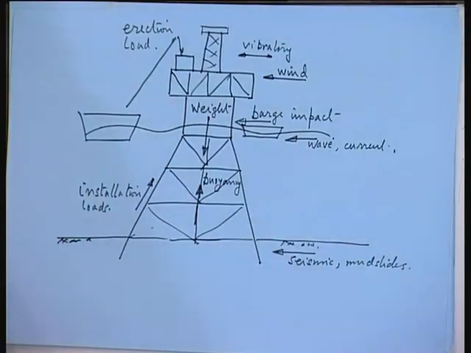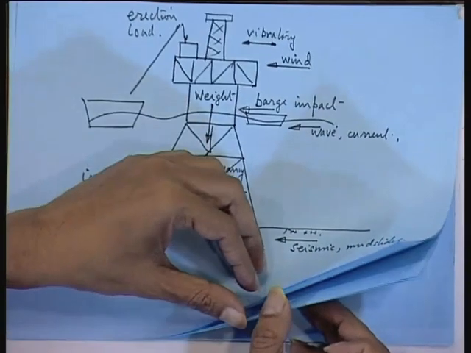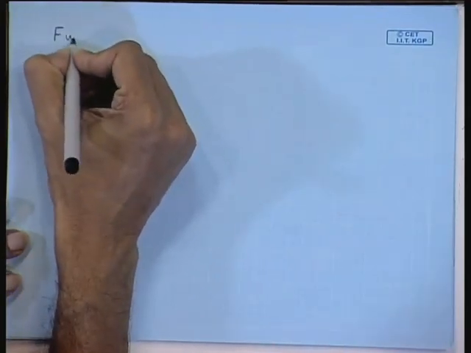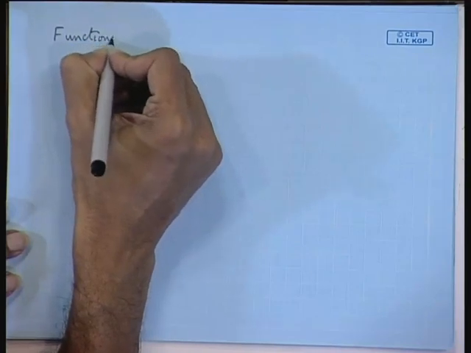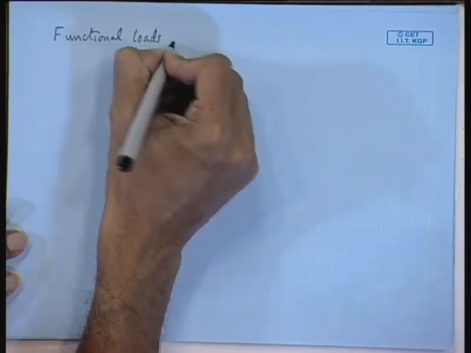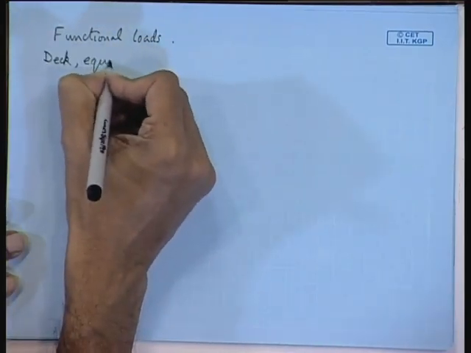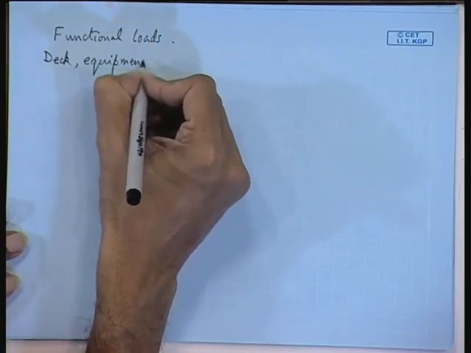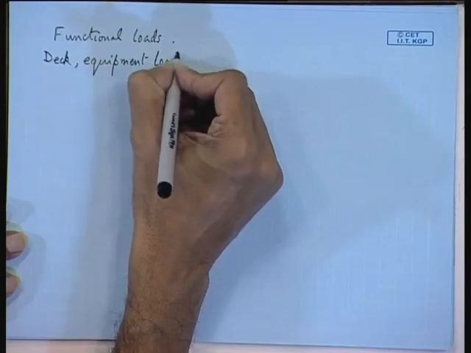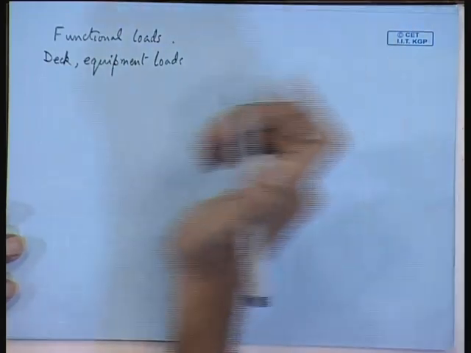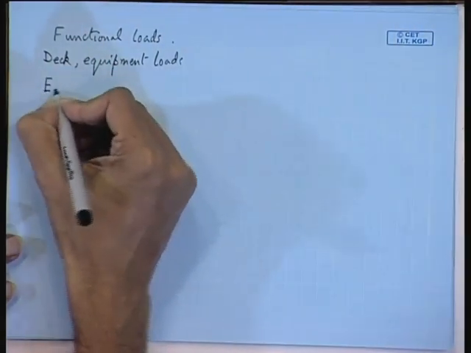So these are the classes of loads, and from this you can have an idea of functional loads. Then you have deck equipment loads. This I have already talked about. There are the equipments which are placed on the deck, and the other is the self weight of the deck. Now next is the other type, environmental loads.